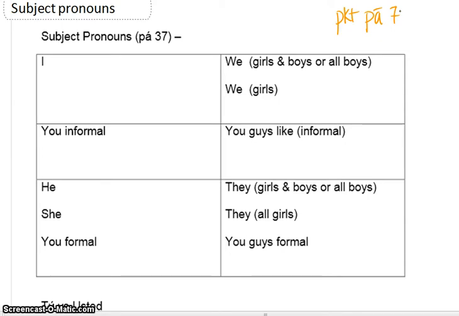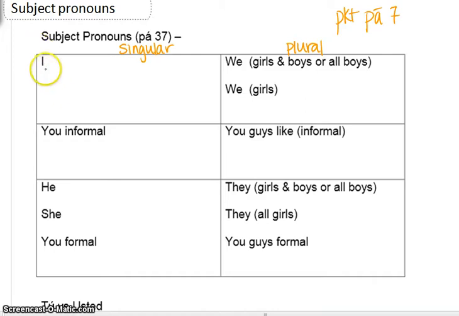If you look at the chart, there's two different sides to the chart. On the left side, you're going to have singular subjects, so only one person doing something. And on the right side, you have your plural subjects, more than one person doing something. There's actually a relationship between them.